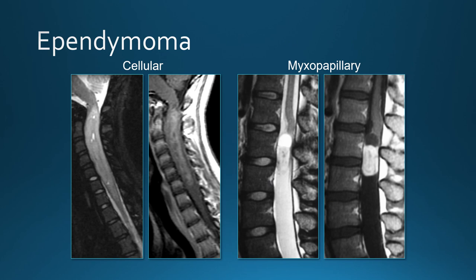Two types of ependymoma, cellular ependymomas and myxopapillary ependymomas. The myxopapillary lesions are the ones that occur in the conus and filum terminale, often have cystic components and hemorrhage. The myxopapillary lesions are grade 1 and usually have an excellent prognosis, better than the cellular ependymomas.